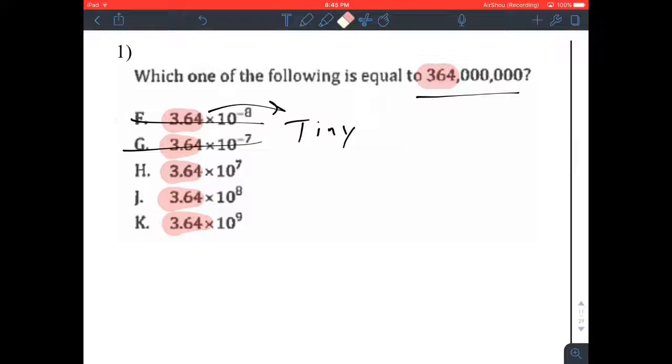So, to figure out what this is in scientific notation, you take your decimal point and you count how many times you move it to get to the 3.64. 1, 2, 3, 4, 5, 6, 7, 8 times. Therefore, this is 3.64 times 10 to the 8th.